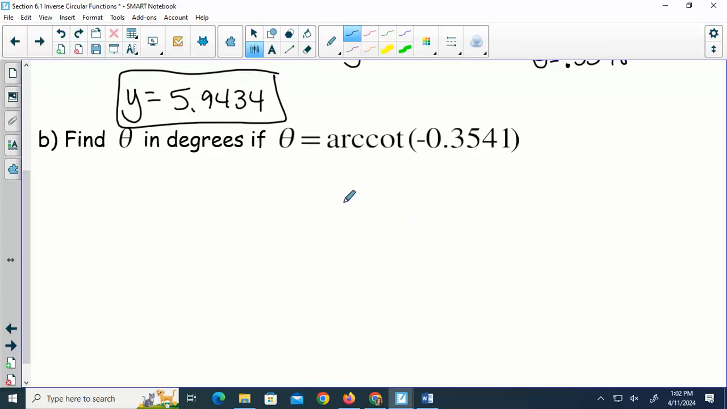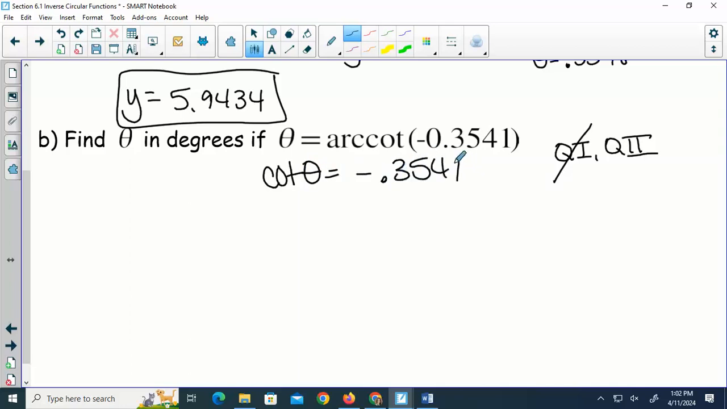Alright. Find theta in degrees if theta equals arc cotangent of -0.3541. Change that calculator. Cotangent inverse can be in which quadrants? 1 and 2. Which one are we in? 2. So what this means is cotangent is equal to a negative 0.3541. Is everyone with me? It's cotangent inverse, right? It was, but when I moved to the side, cotangent of that angle is equal to this.